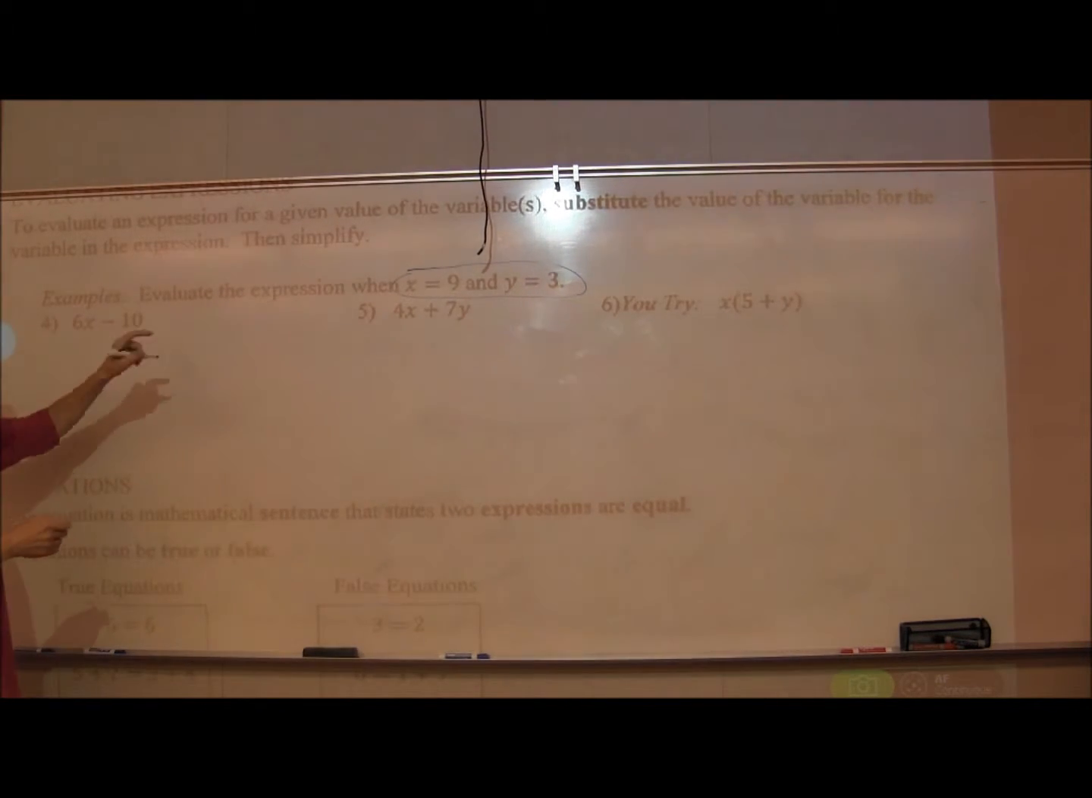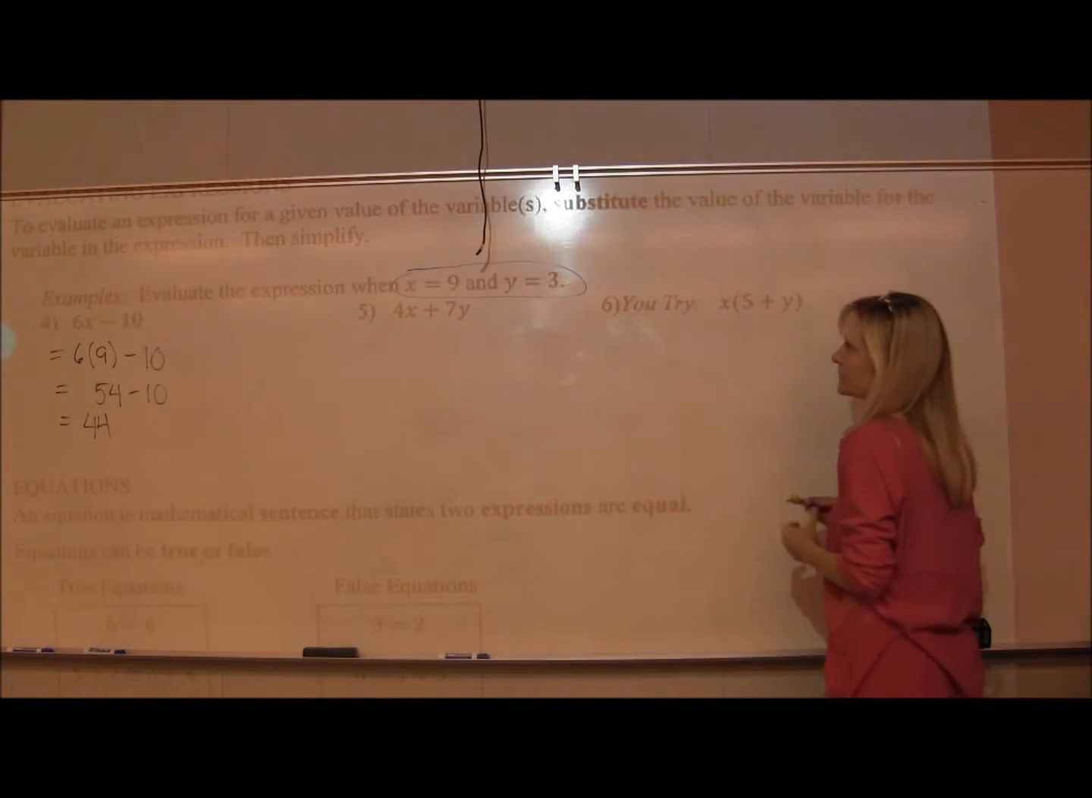So x equals 9, I'm going to substitute 9 where I see x. So 6 times 9 minus 10. So that's 54 minus 10. So that's 44.